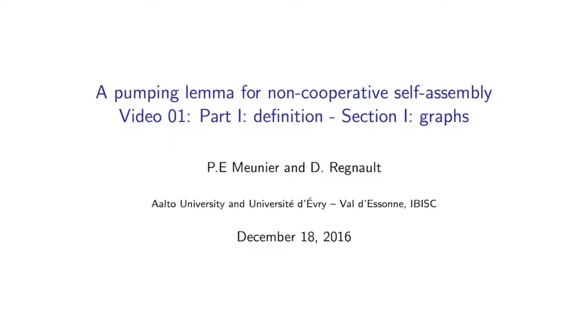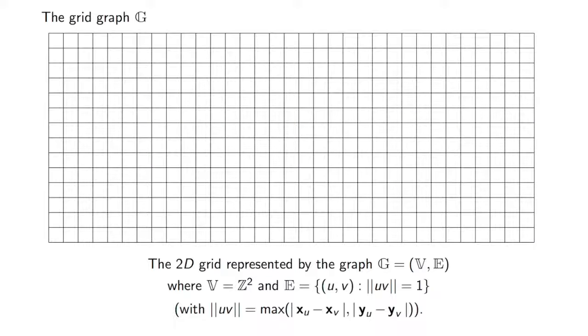This is video 1. We present here the definitions, conventions and notations used for graph. We consider a graph G which represents the two-dimensional discrete plane. The vertices of this graph are couples of integers and represent coordinates of the two-dimensional plane. Vertices are also called positions.